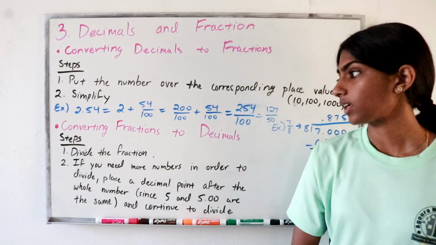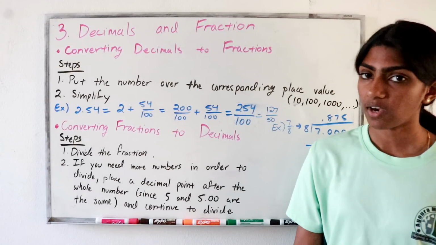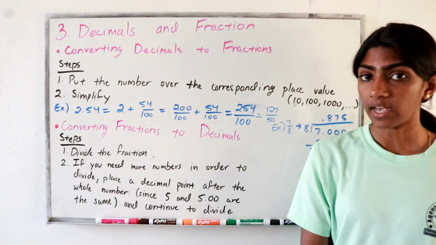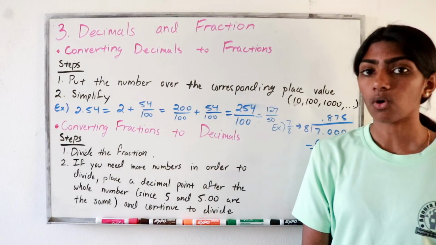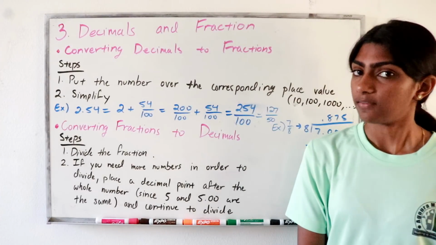Next, we're going to look at converting fractions to decimals. So there are also 2 steps to this. First, you're just going to divide the fraction, how you divide a regular number. And then, if you need more numbers in order to divide, you want to place a decimal point after the whole number, since 5 and 5.00 are the same, and continue to divide.